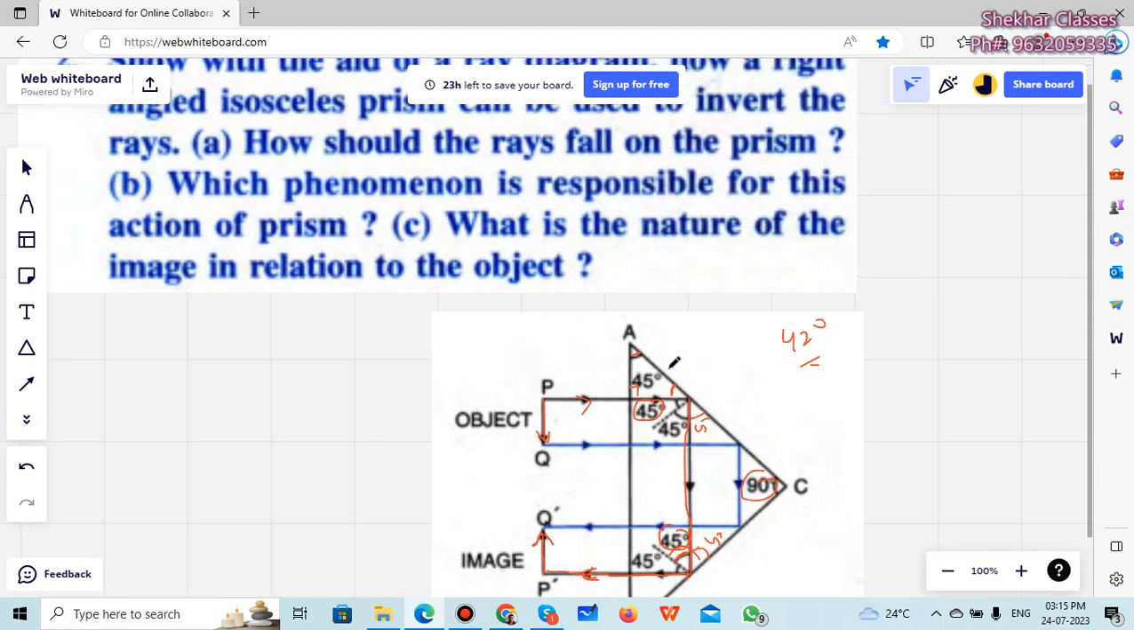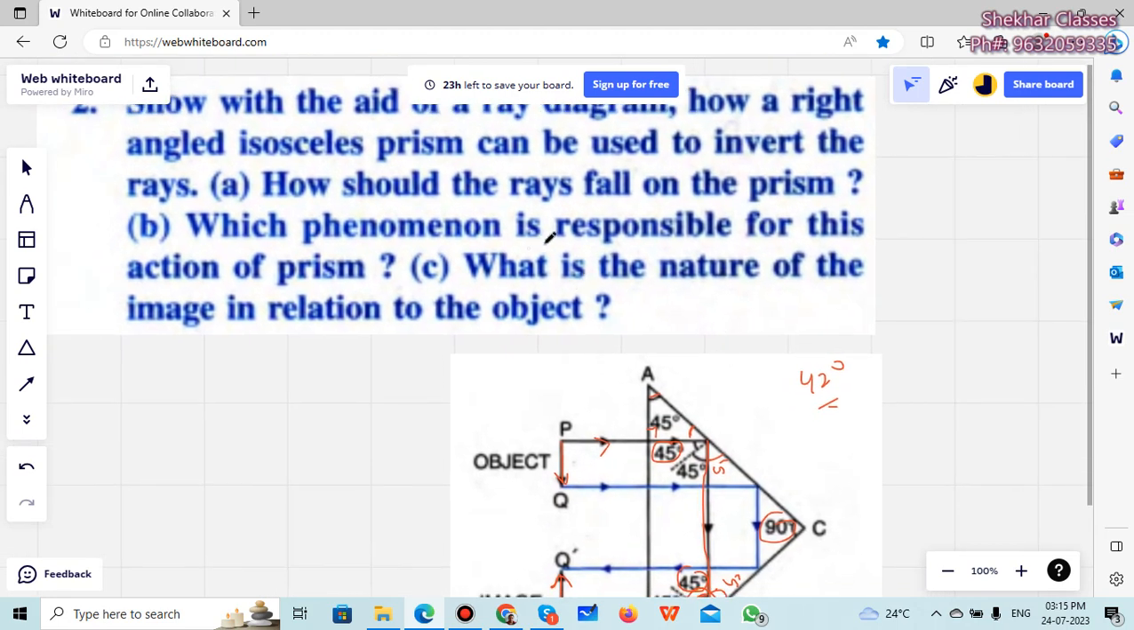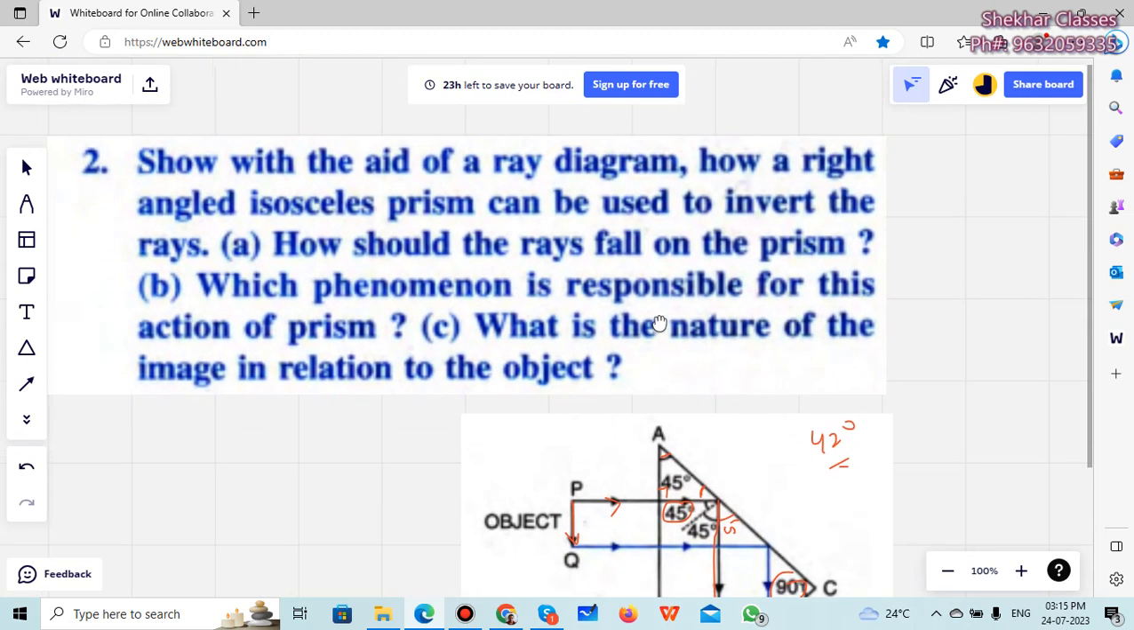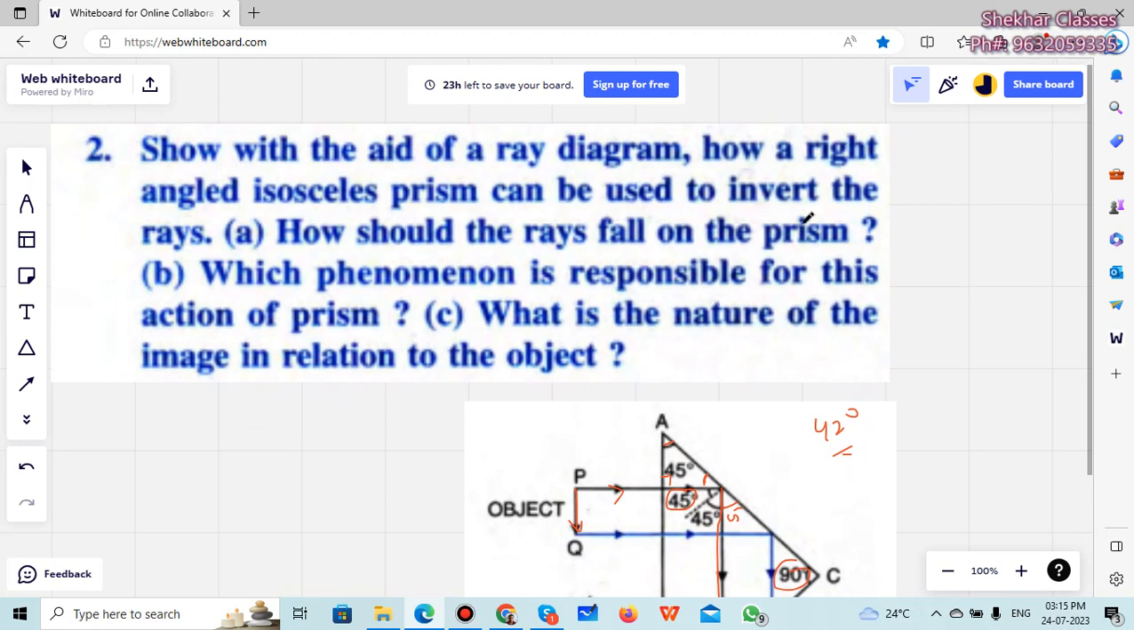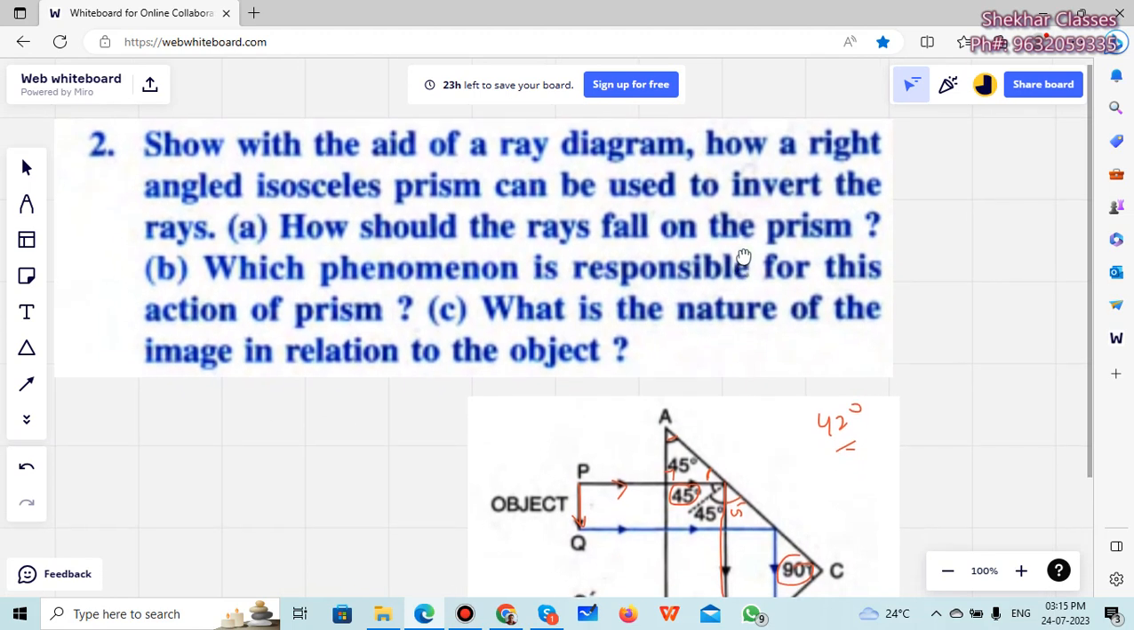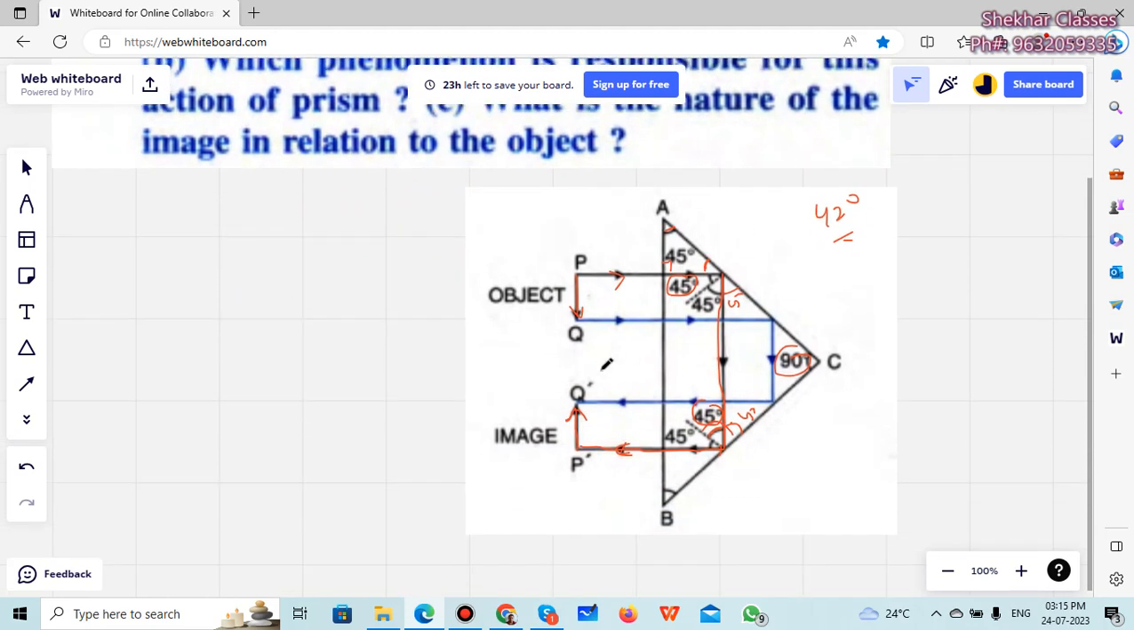But again, the question is how should the ray fall on the prism so that it is used to invert the ray. Invert the ray. So yes, it is inverting the ray. We have done that earlier. This was through 180 degree. Remember, in that figure we had done this way, it is going like this and coming like this. Remember, here it is in this manner.